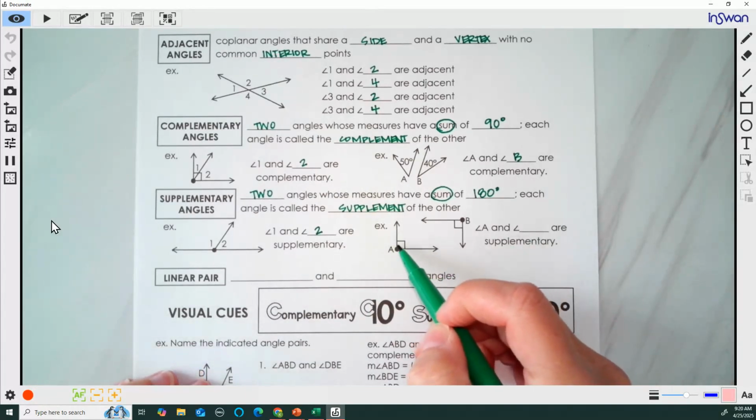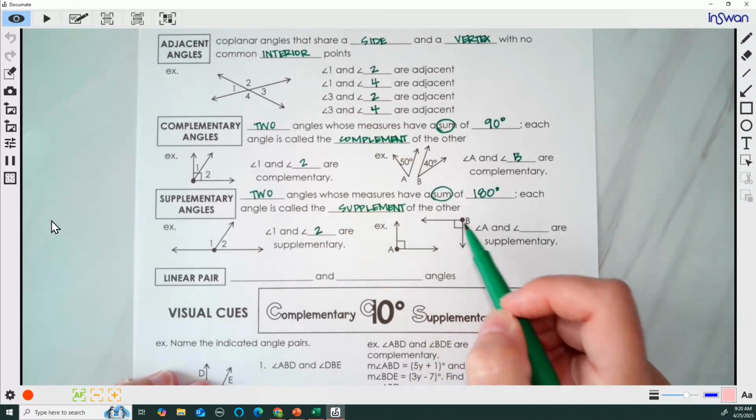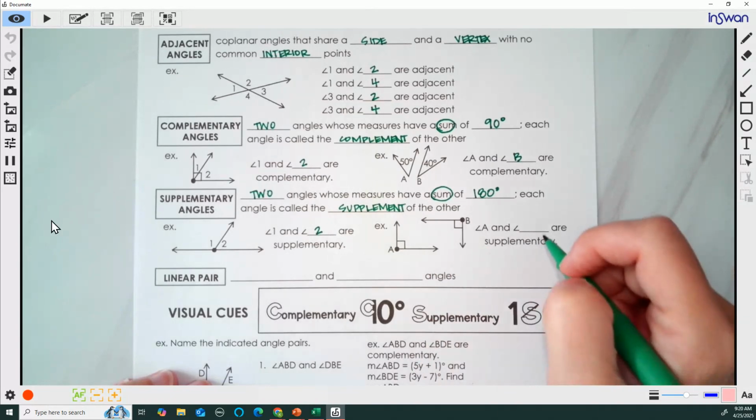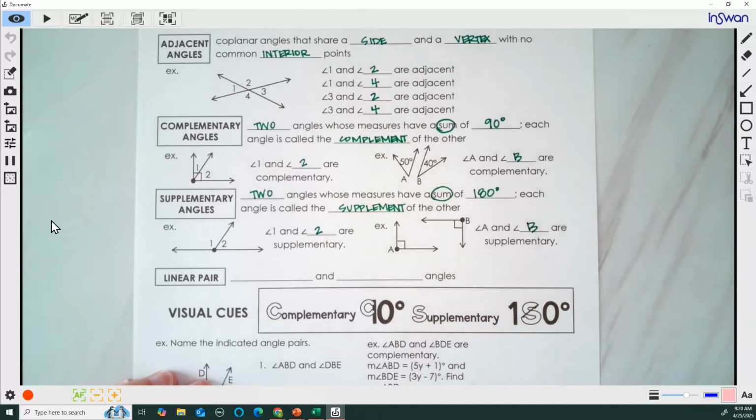This angle, angle A, has a measure of 90 degrees. Angle B has a measure of 90 degrees. 90 plus 90 equals 180 degrees. So angle A and angle B are also supplementary here.